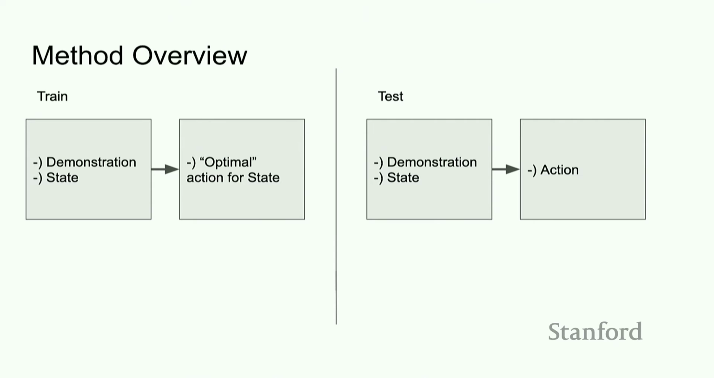And then during test time, we are also shown a new demonstration for a new task. The task will be something we haven't seen before, so some new permutation of blocks that we have to stack in some different order or in some different number of towers. And we get some state, we compute some action for that state, and then we run this loop multiple times until we achieve some terminal state.